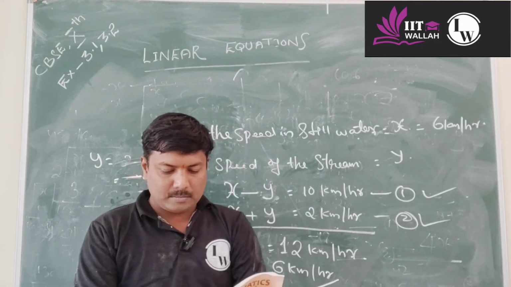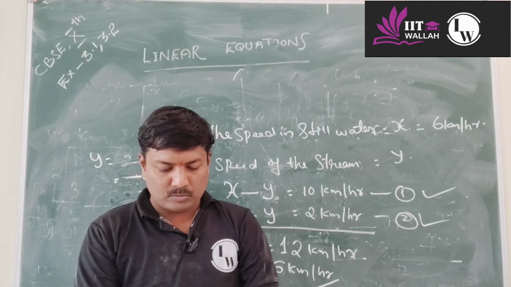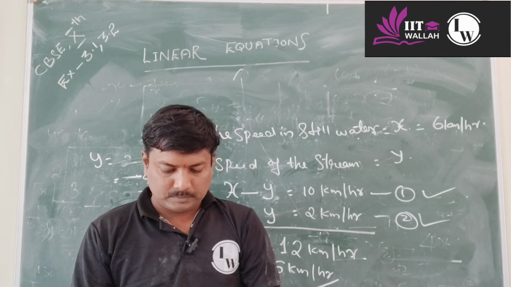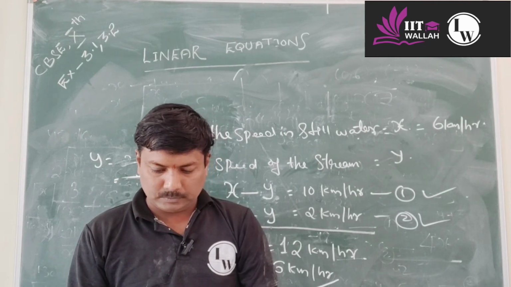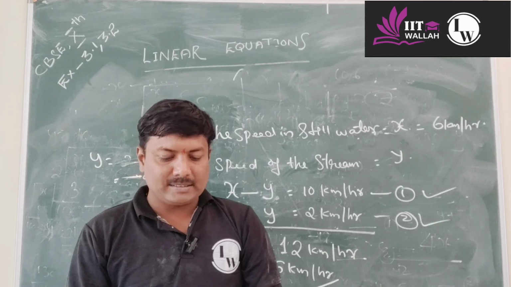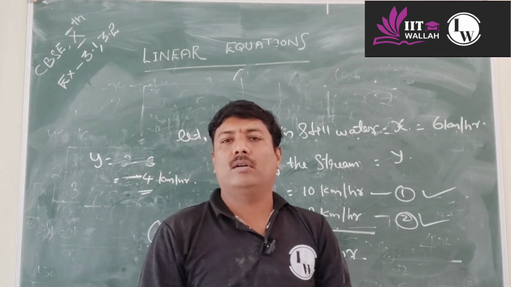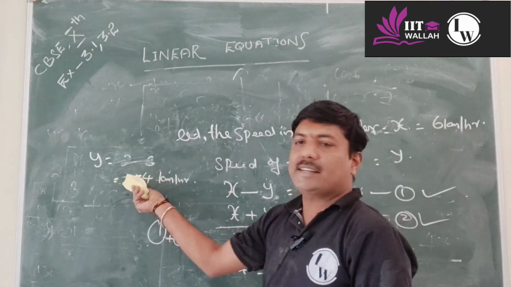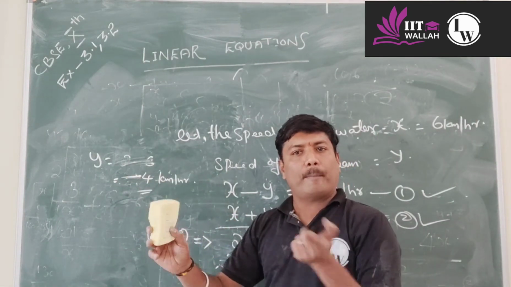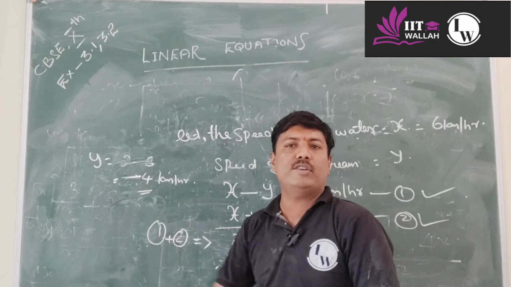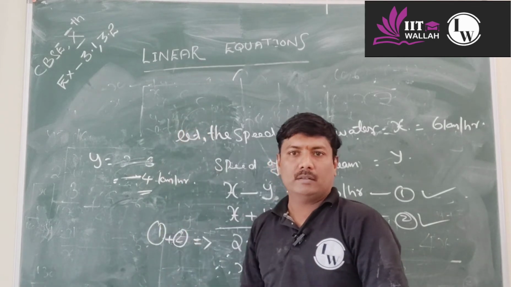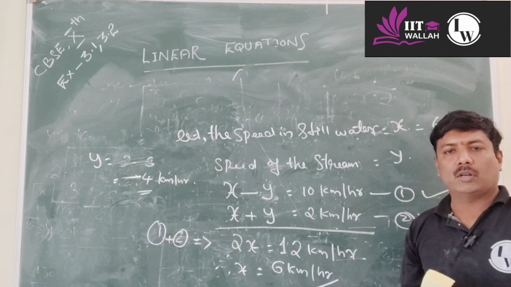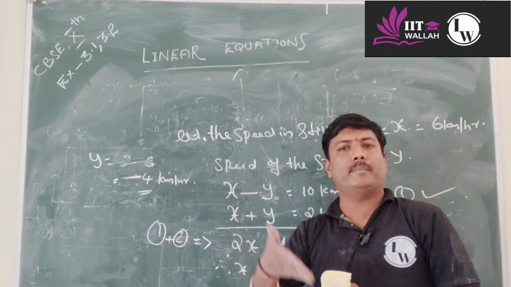So let's check our answer. Yes, 6 and 4 is the answer. Here, the negative shows you are moving opposite. Actually, the numerical value is 4. Okay. I hope you don't have any doubt in this problem. If you have any doubt, you can comment below.